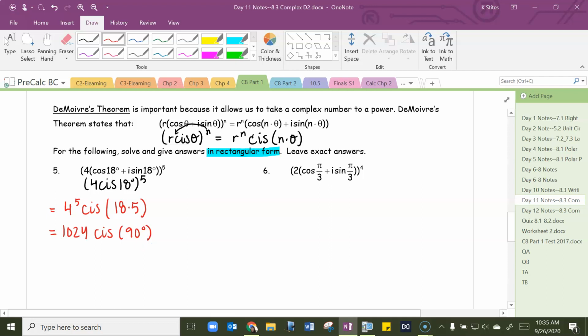I want rectangular. So now I will have to go ahead and expand it. Cosine 90 plus i sine 90. And then I will evaluate. Cosine of 90 is 0. Sine of 90 is 1. And then finally just distribute. So 1024i should be our answer.